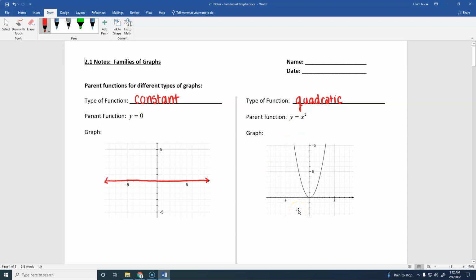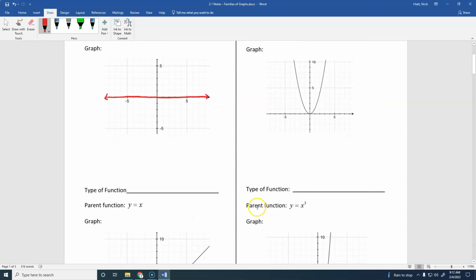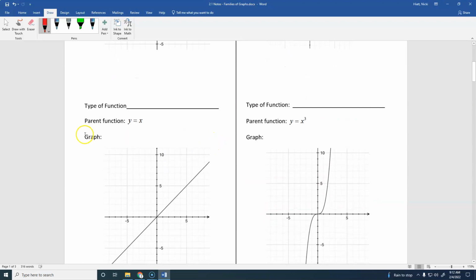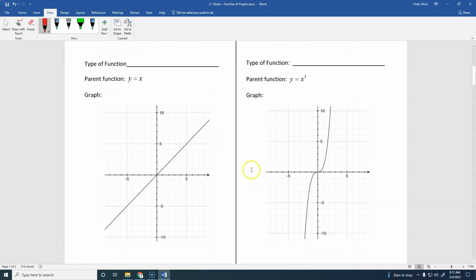And so we should be able to identify these shapes. So when we see a graph of a parabola, we should think that's got to be a quadratic, right? And so we should be able to recognize that. Here we have a slanted line. This is a linear function.